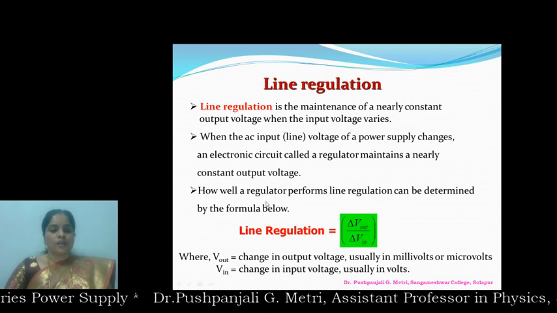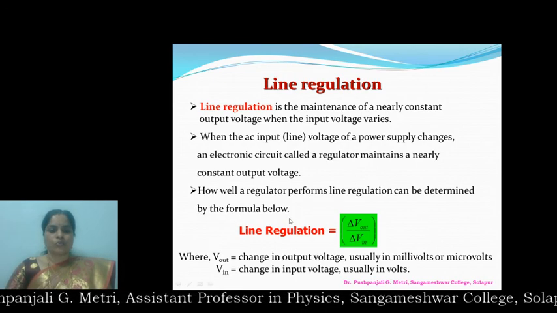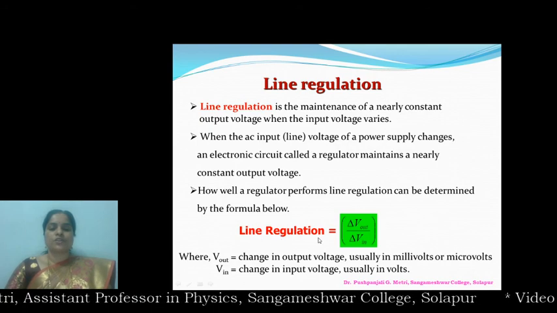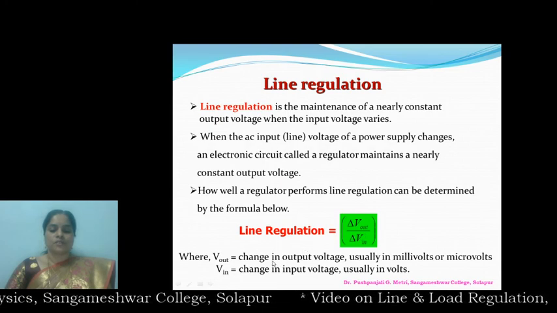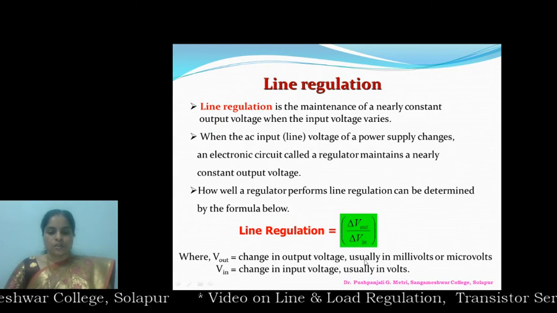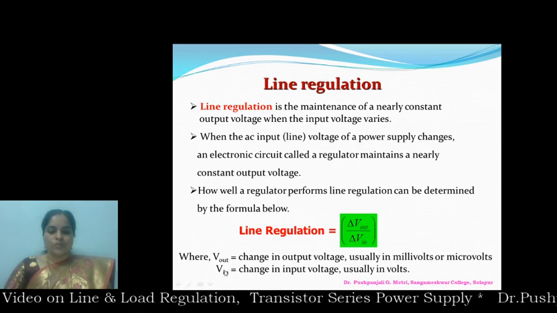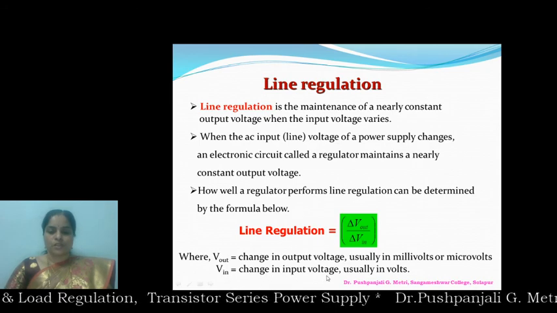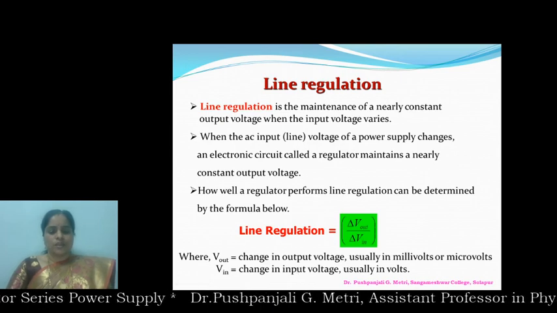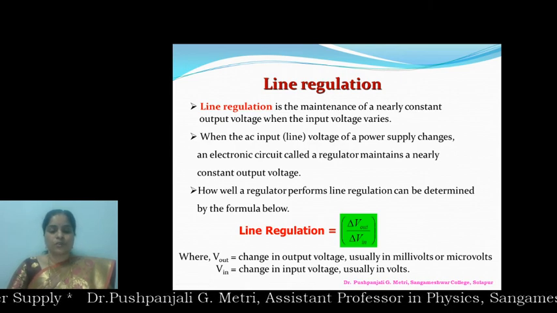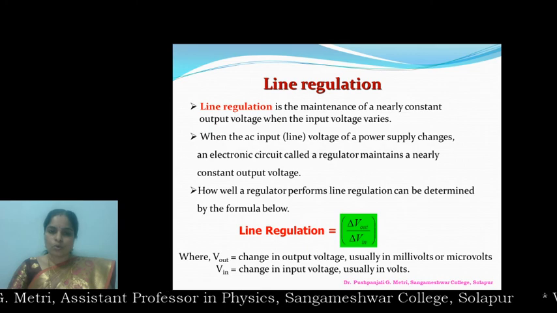How well a regulator performs line regulation can be determined by the formula given below. Line regulation is delta V out to delta V in. Delta V out is the change in output voltage, usually mentioned in millivolts or microvolts. Delta V in is the change in input voltage, usually mentioned in volts. In this way, the unit for line regulation will be volt per volt, millivolt per volt, or microvolt per volt.